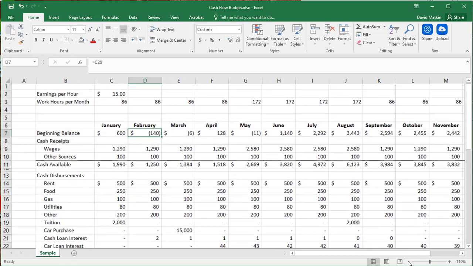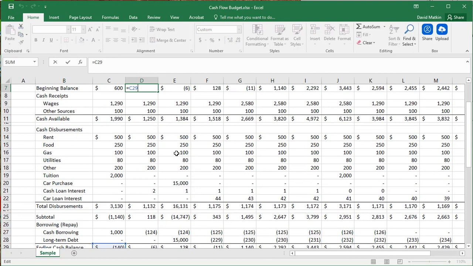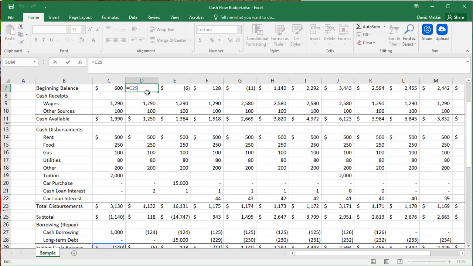So you can see that if we double click there, the ending cash balance is lit up because that's where the reference is. And that happens all the way across. The beginning cash balance in the next month is the ending cash balance in the prior month.